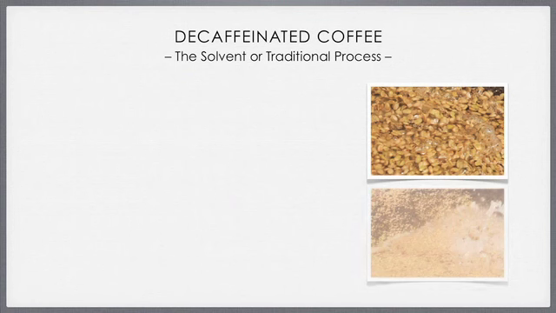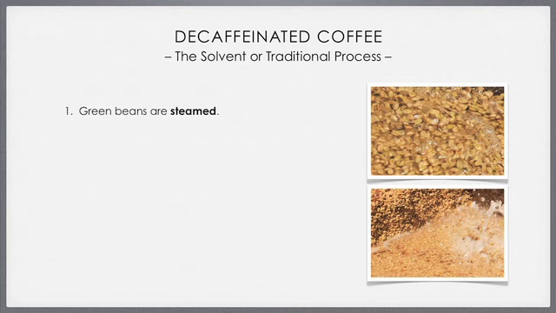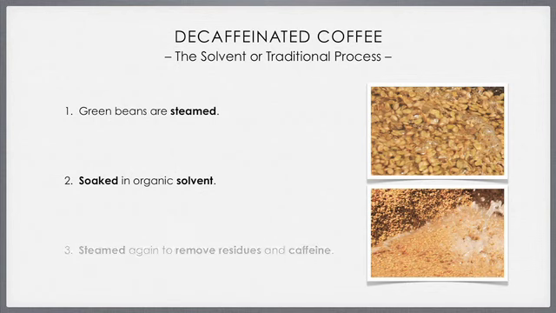The solvent or traditional process is the oldest and most common method of decaffeination. What happens is the green beans are steamed to open their pores. Then, the green beans are soaked in an organic solvent which bonds with the caffeine. Then, the green beans are steamed again to remove the solvent residues and hence the caffeine in the bean.